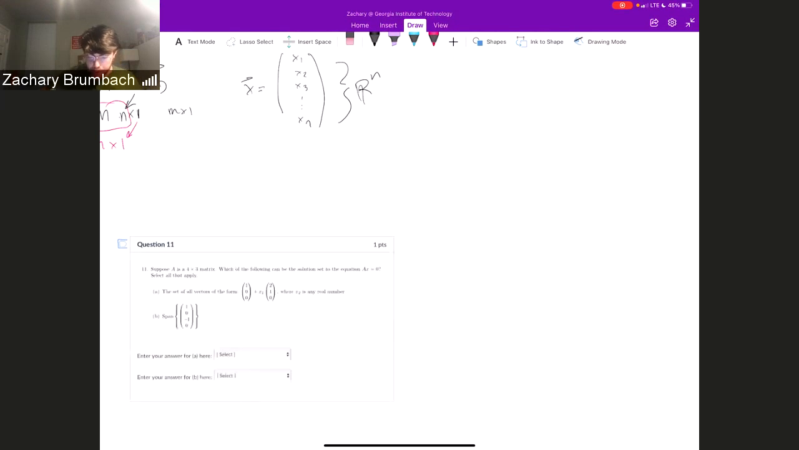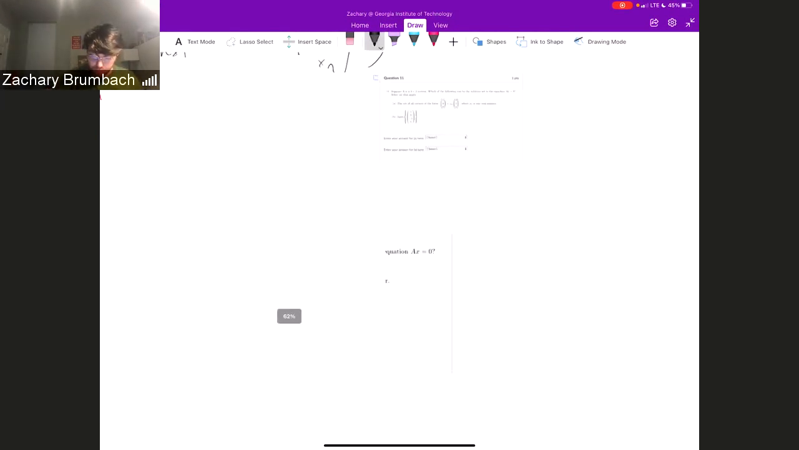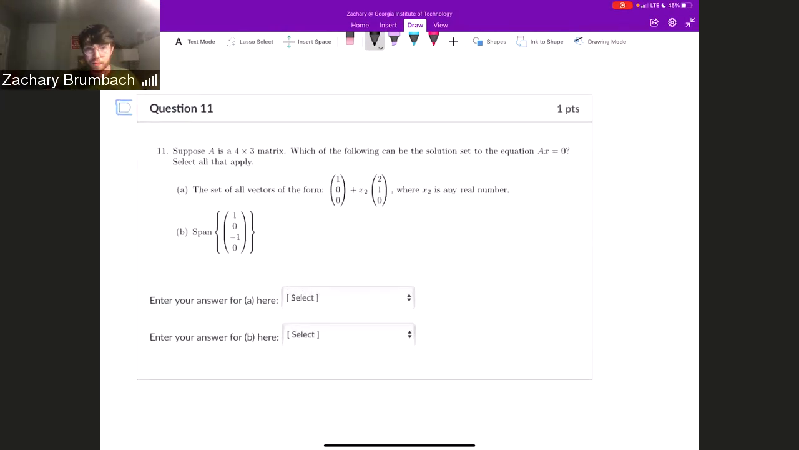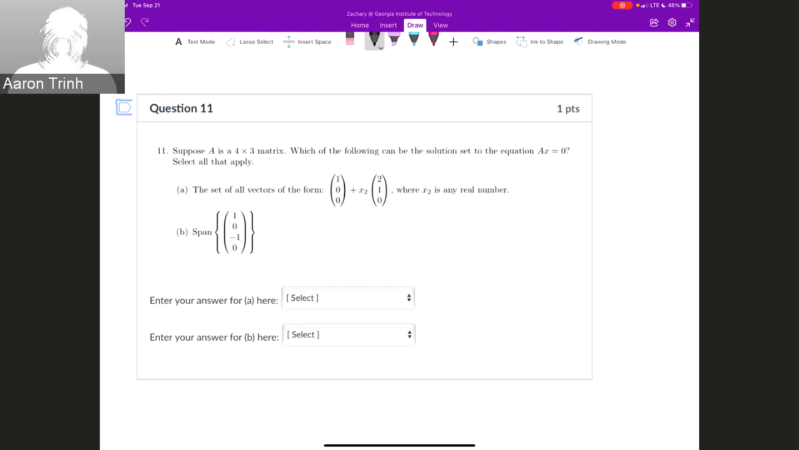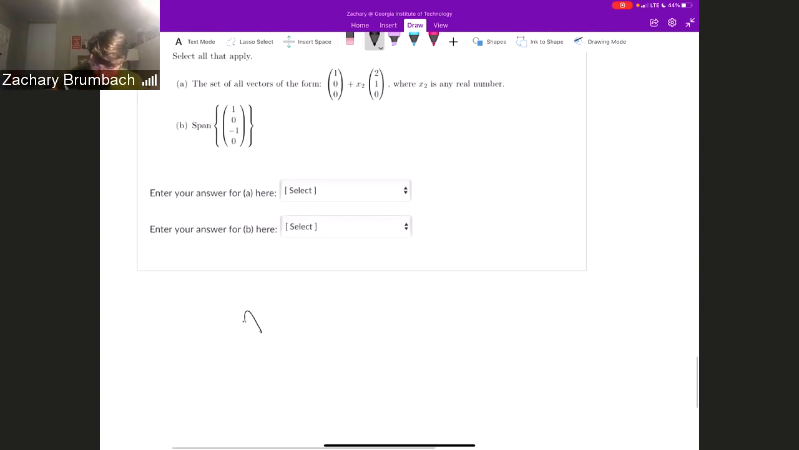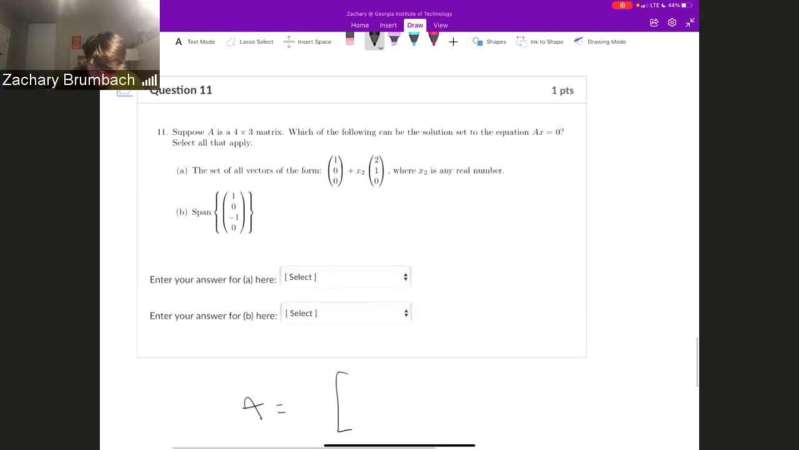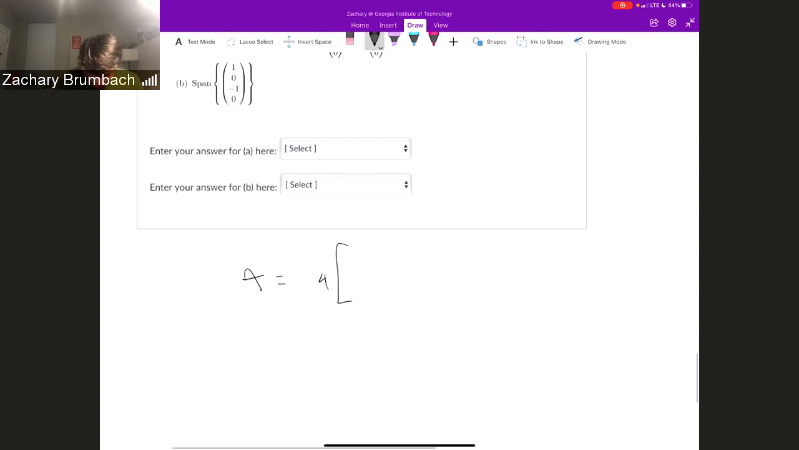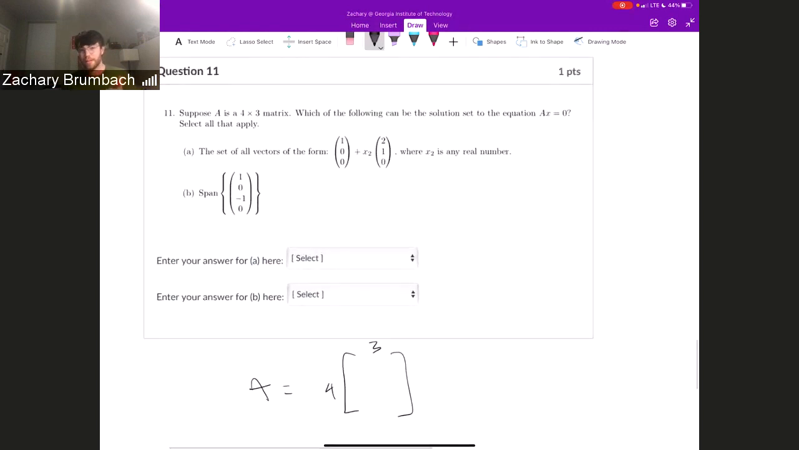Okay, so is this the question that everybody sees for this one? Yes. Any confirmation whatsoever? Yes. Okay, cool. Suppose A is a 3 by 4 matrix. Which of the following can be the solution set to the equation Ax equals 0? Okay, so A equals 4 by 3. Boom. Set up, start. Fantastic.